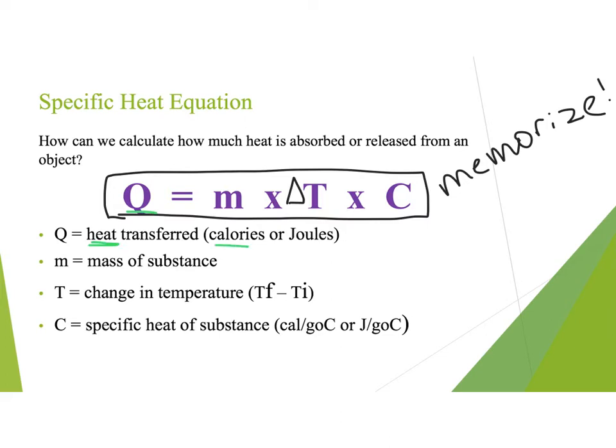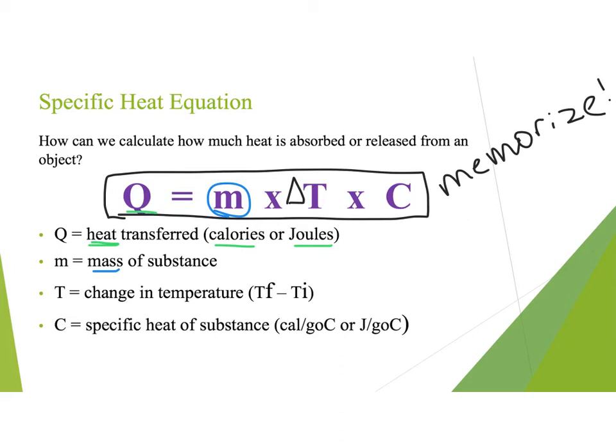It's going to be in calories or joules, because remember, that's the energy unit there. M is mass. In order to figure out how much heat is absorbed or released from an object, you need to know how big the object is. Something small is not going to be able to hold as much heat as something big, so we need to know the mass of the substance.